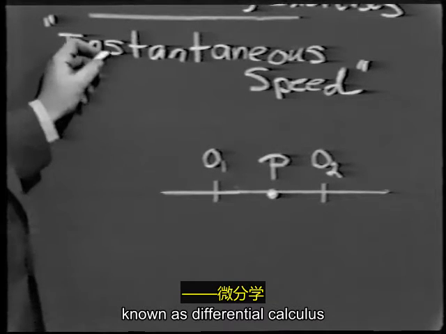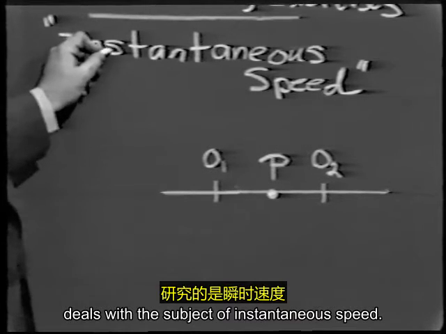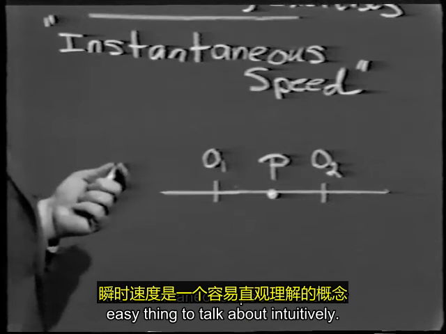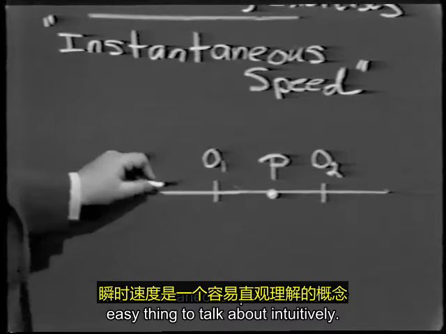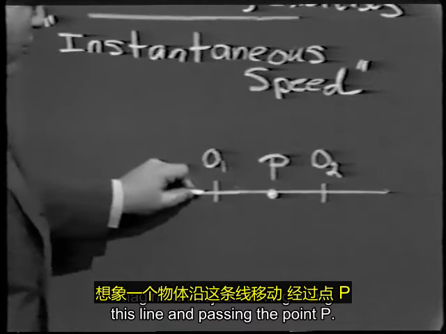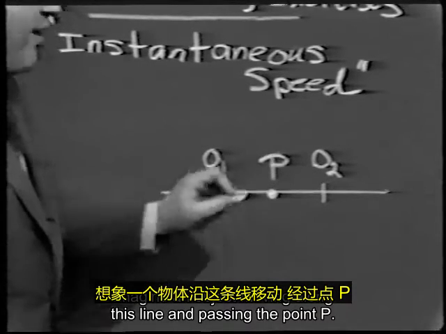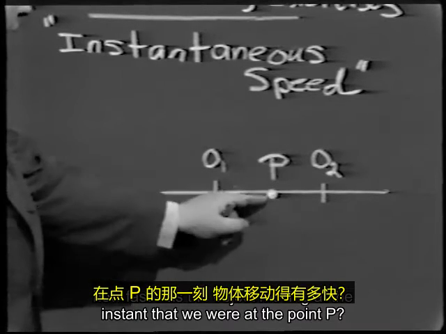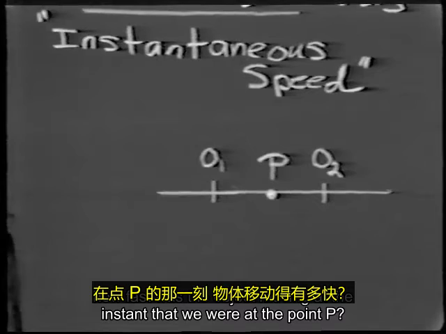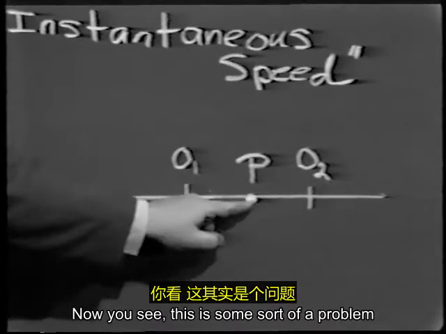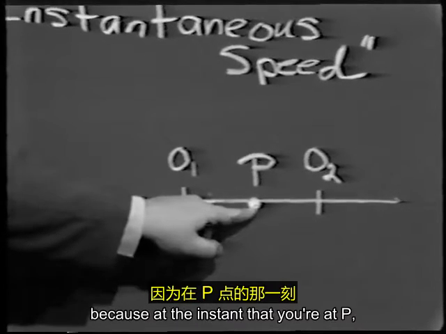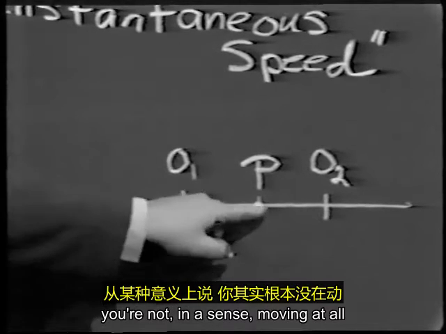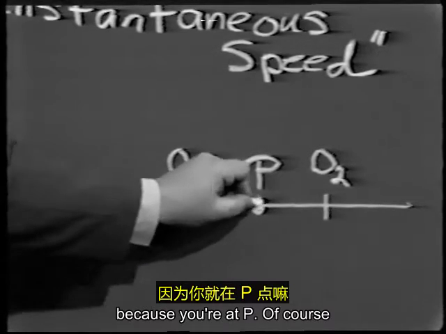You see, in other words, roughly speaking, we can say that at least one branch of calculus, known as differential calculus, deals with the subject of instantaneous speed. And instantaneous speed is a rather easy thing to talk about intuitively. Imagine an object moving along this line and passing the point P. And we say to ourselves, how fast was the object moving at the instant that we were at the point P? Now you see, this is some sort of a problem, because at the instant that you're at P, you're not, in a sense, moving at all, because you're at P.